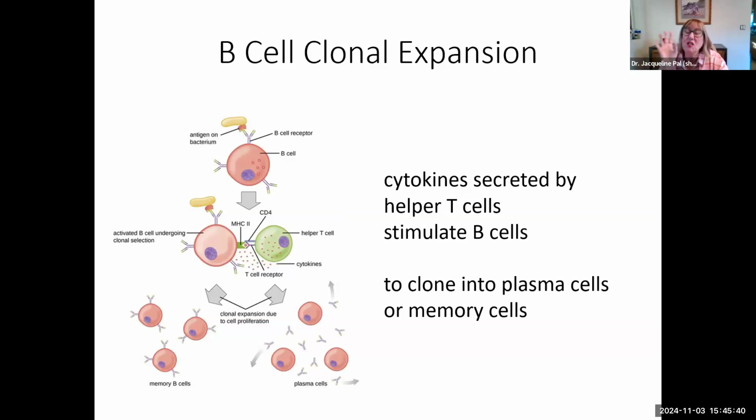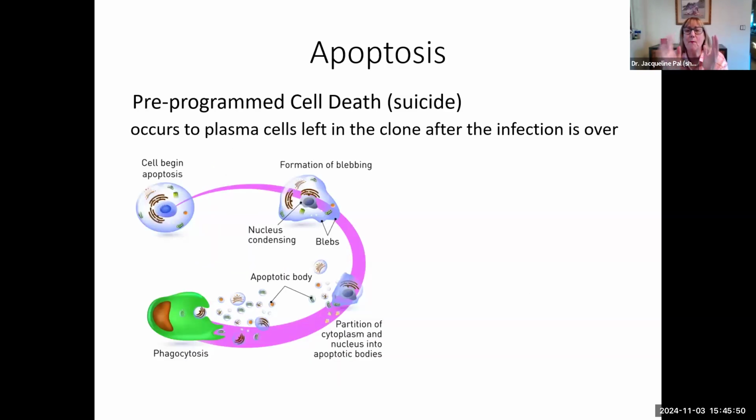So, whoever designed you was brilliant, and not only related to immunity, but related to many things in your body. The process known as apoptosis can occur. So, say that word, apoptosis. And apoptosis is pre-programmed cell suicide. So after this infection is over, the plasma cells that are left in the clone will undergo apoptosis.